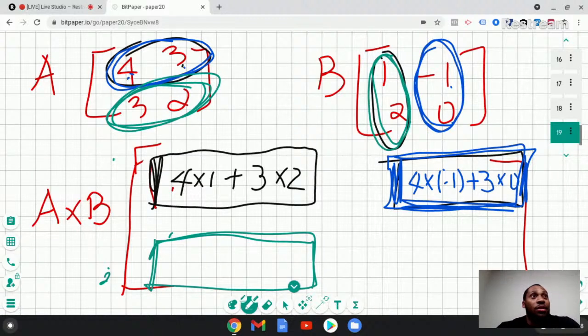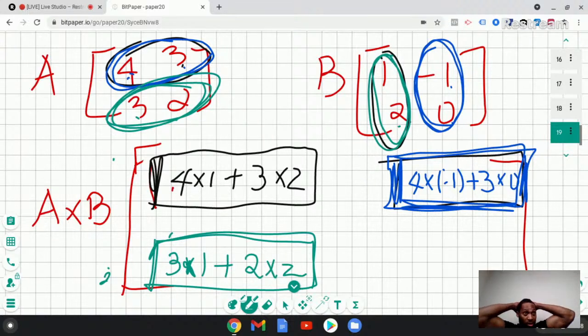So second row here of the first matrix, multiply by the first column of the second matrix. That resulting entry is going to be in the position second row, first column. So what I do: 3 multiplied by 1 plus 2 multiplied by 2. And that should do it for this entry.